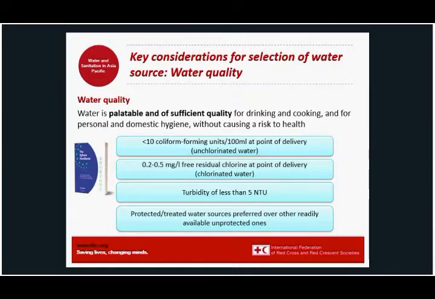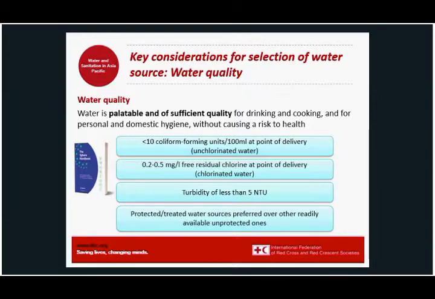Water quality, as per the Sphere standards, is defined as water that is palatable and of sufficient quality for drinking and cooking, and for personal and domestic hygiene, without causing a risk to health. Some of the standards that we aim to adhere to during emergency include less than 10 fecal coliform units per 100 milliliters of water at the point of delivery, when we are talking about unchlorinated water. So this standard is a new standard, different from the previous standard.